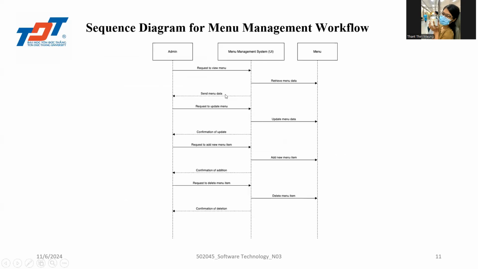The next one is the menu management workflow. For the menu management workflow, the admin views the menu, and then the database retrieves the menu. When the admin requests to update the menu, the database updates the menu and confirms the update. Then for adding, the database adds the new item and confirms the addition. Then for deleting, the database deletes the menu items and confirms the deletion. This is the sequence of menu management.